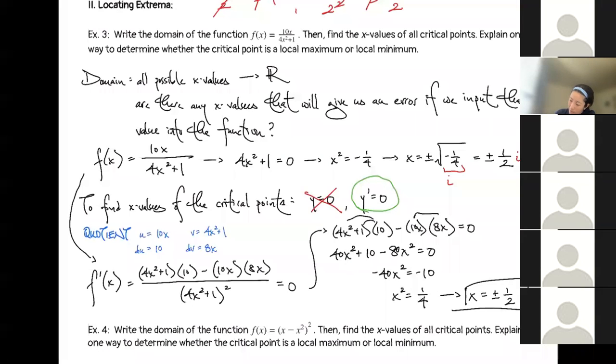But I'm wondering if we can think about this last part, which is to explain one way to tell whether a critical point is a local maximum or a local minimum. How do we know if it's going to be the top of a bump or the bottom of a bump? We just found them, but we don't know what they look like. So what are some ideas you have on how you could tell whether something is a local maximum or a local minimum?